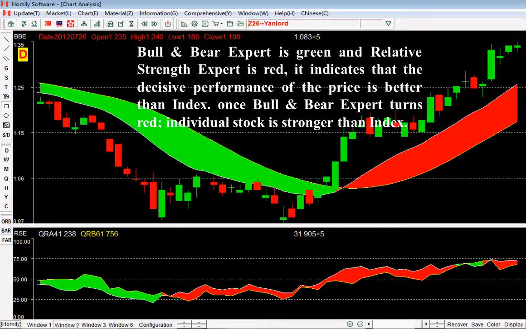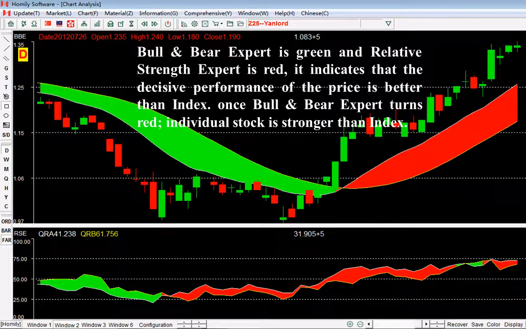Okay, so let's see this chart. For the bull and bear expert is green, and the relative strength expert is red, it indicates that the decisive performance of the price is better than index. Once the bull and bear expert turns red, the individual stock is stronger than index. So you should know that.